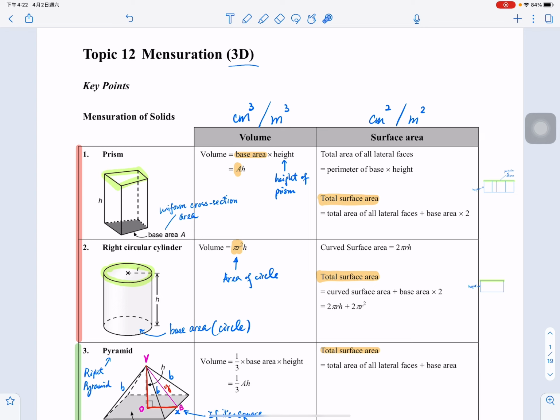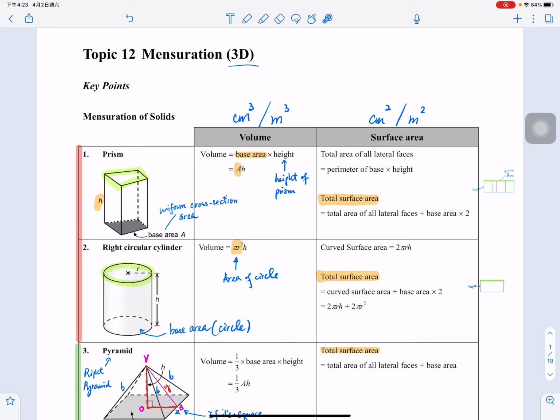Prism. First is the prism. First thing you need to think about is which part is the base area. Okay, for a prism, this base area maybe is a polygon, right? Then you need to know about the base area, and this one is a uniform cross-section area. That means if you cut parallel to this plane, you always get the same polygon. Okay, and between the two bases, this is the height of the prism. H is the height of the prism.